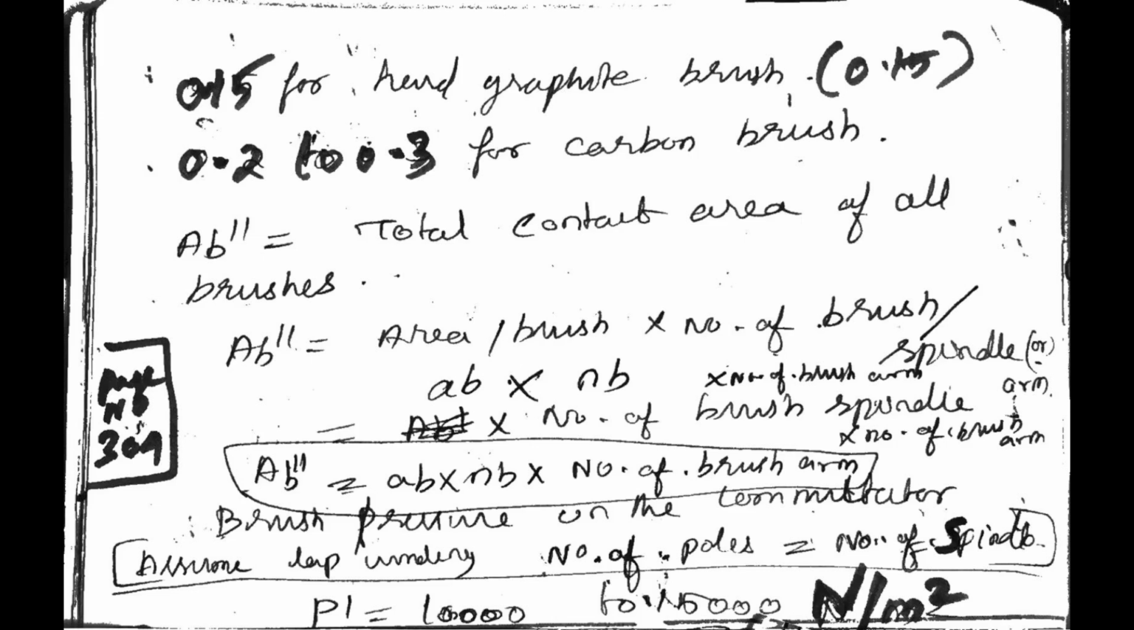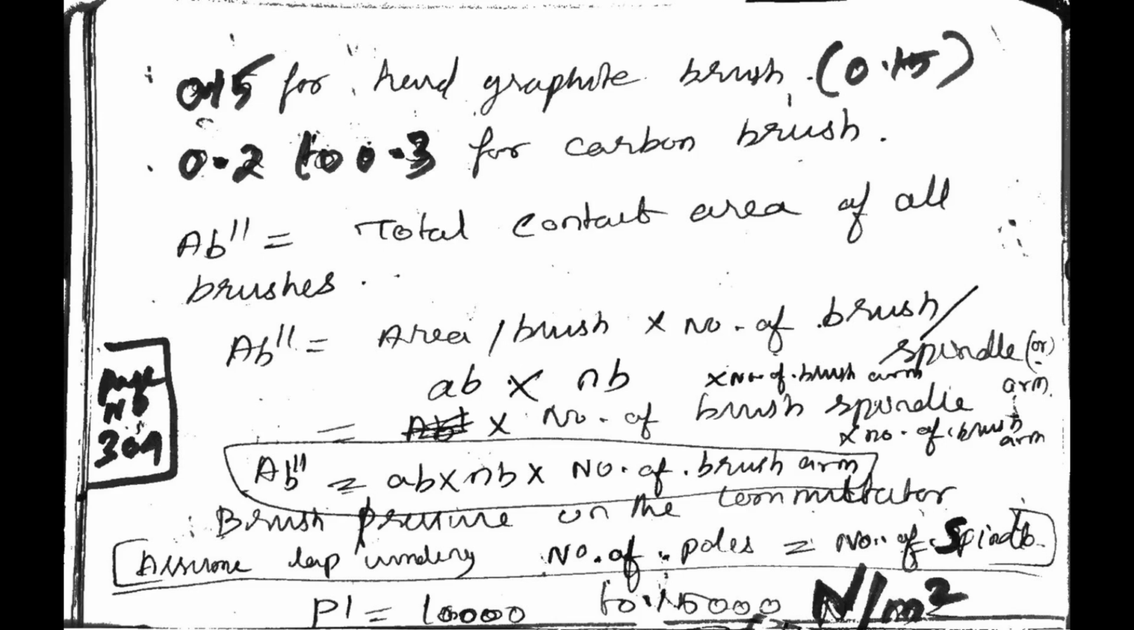Performance of commutator: 0.15 for hard graphite brush, 0.2 to 0.3 for carbon brush. AB double dash is equal to total contact area of all brushes. AB double dash is equal to area per brush into number of brushes per spindle into number of brush arms, or AB into NB into number of brush arms.